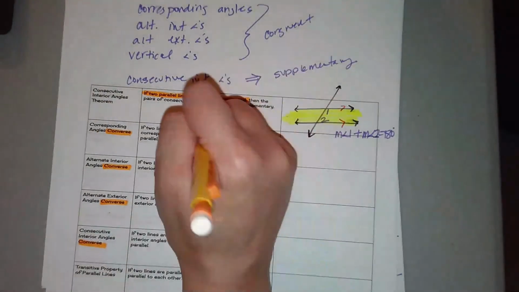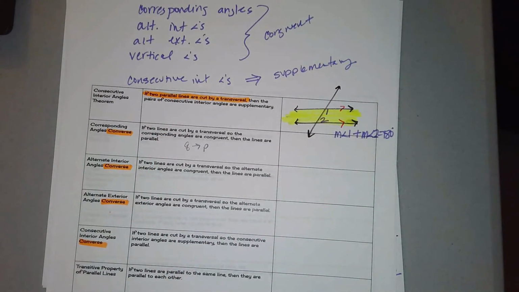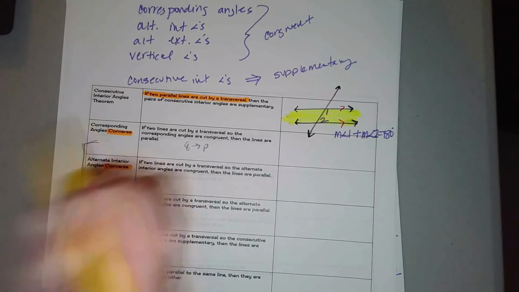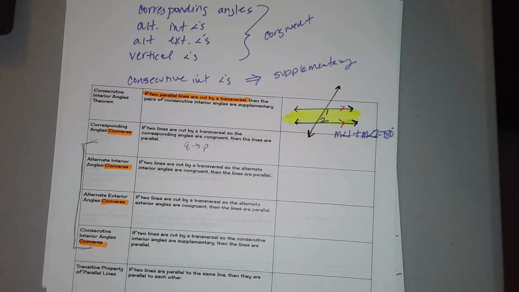So now we're going to do Q implies P. If 2 lines are cut by a transversal so that corresponding angles are congruent, it's kind of a mouthful, then they're parallel. So basically what we're using all of these converse theorems for is to prove lines are parallel.